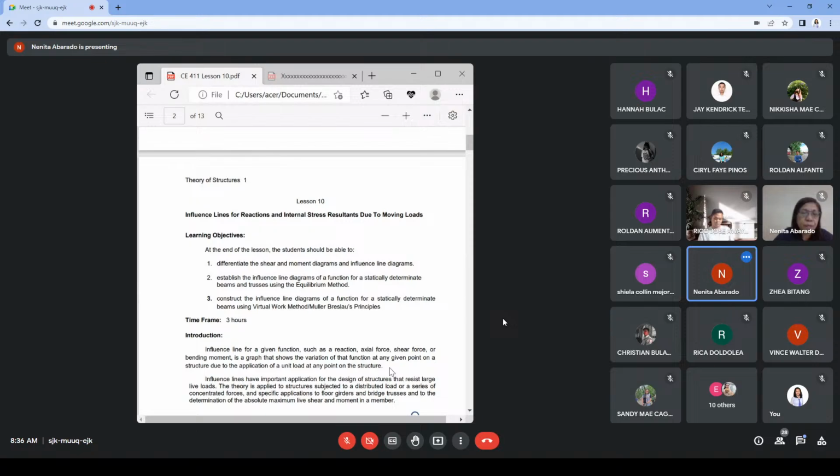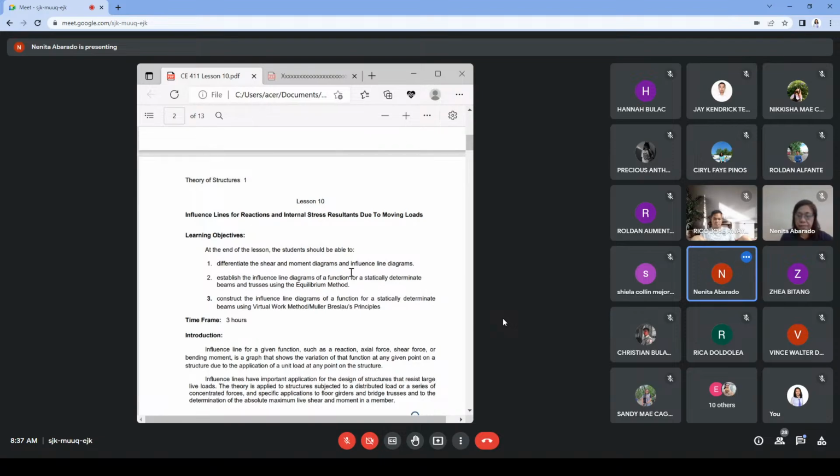So we're going to start with the influence lines. And then for the influence lines, it is for the reactions and internal stress resultants due to moving loads. So class, at the end of this lesson, I will try to help you differentiate the shear and the moment diagrams and the influence line diagrams. So lahigod si, lahigod class si shear and moment diagram kaysa influence line diagram.